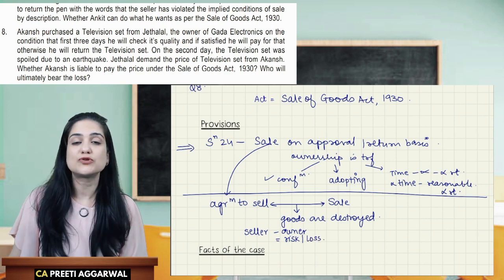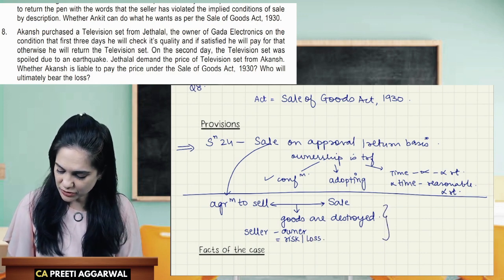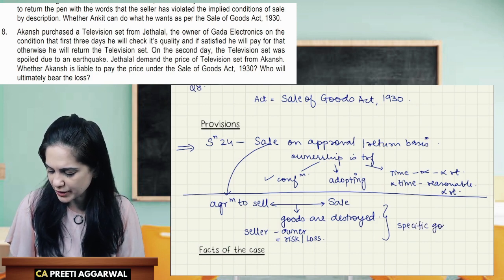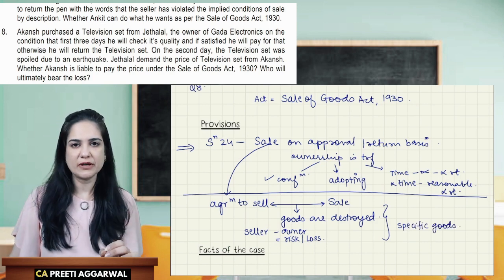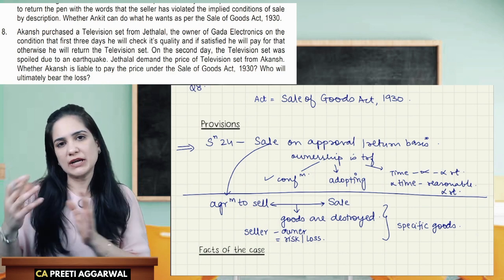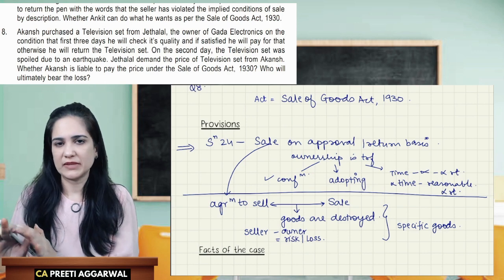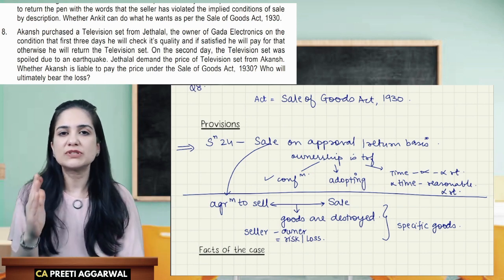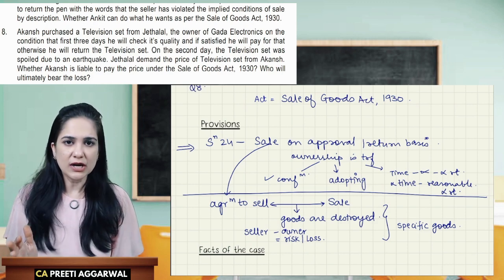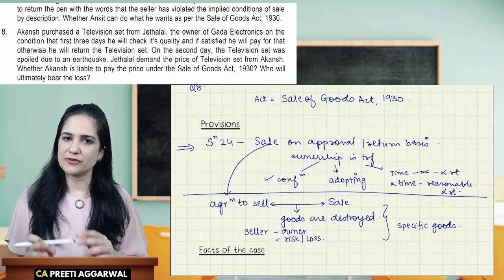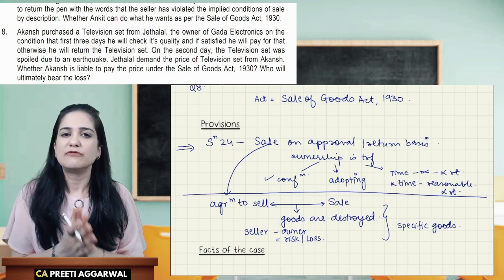But students, it is also important for us to know that these provisions are applicable only in case of specific goods which are destroyed. So here the goods were specific. In case of agreement to sell of uncertain goods, provisions are different. There the contract is not discharged. You can get it from somewhere else. But if the goods are specific and the goods are destroyed before it materializes into sale, then in that case the contract will be discharged. The seller will bear the loss.